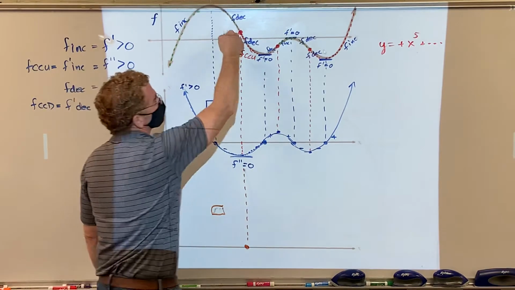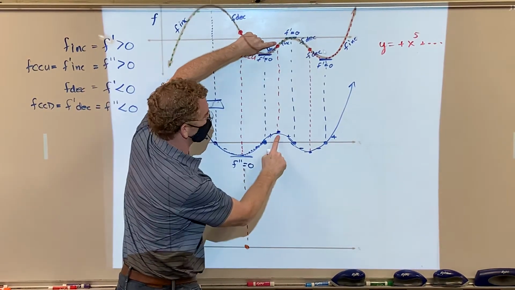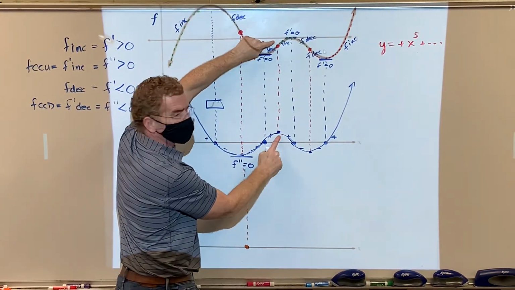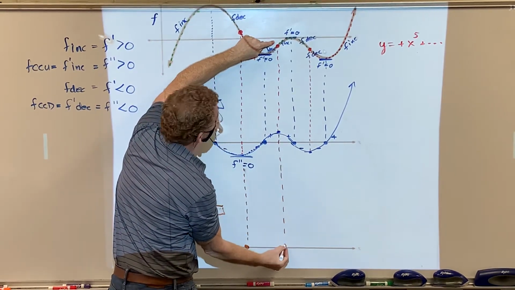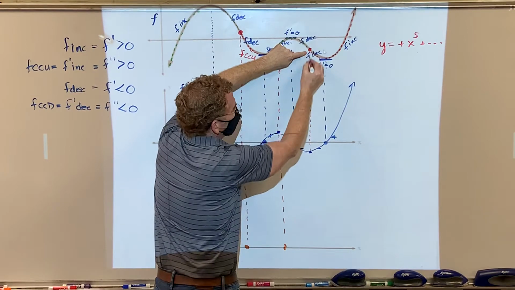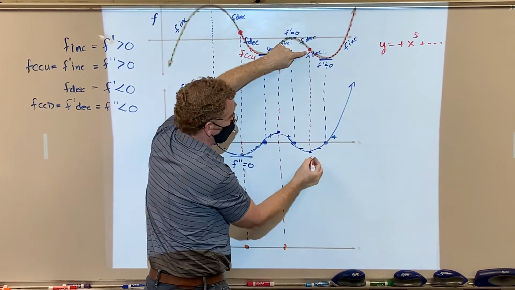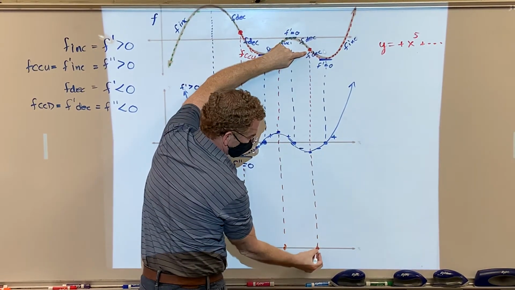So I'm going to go ahead and mark these. There's an inflection point that was also on f, that was also a relative max on f prime. I can go ahead and bring that down. That's totally a 0. There's an inflection point on f, which is a relative min on f prime, which is a 0 there.